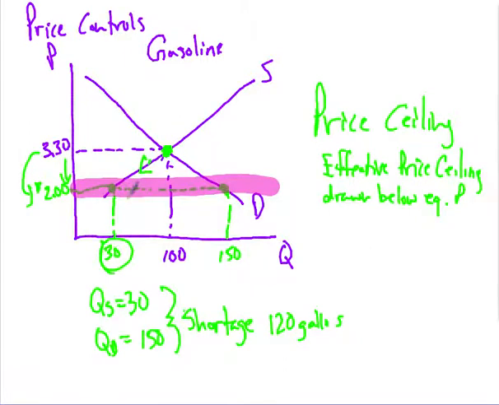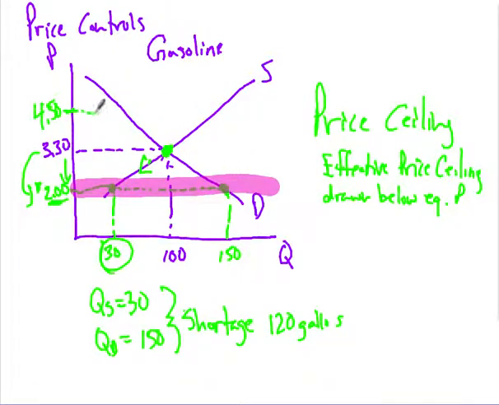So why do I say effective price ceiling? Because the equilibrium price is sitting here at $3. They want to stop it at $2, and so is the equilibrium price above the price ceiling? Yes. What if they said, you know what, we're going to put a price ceiling of $4.50 for gasoline? What effect is that going to have?